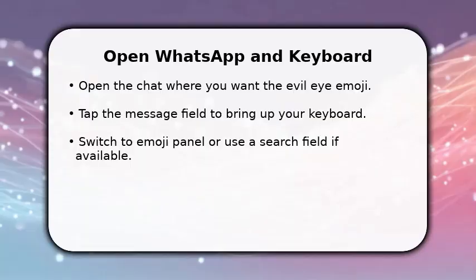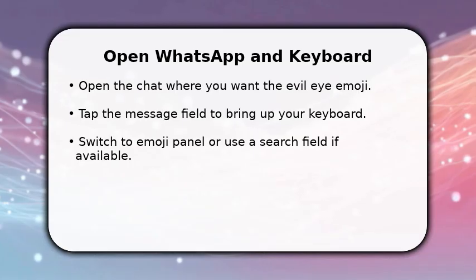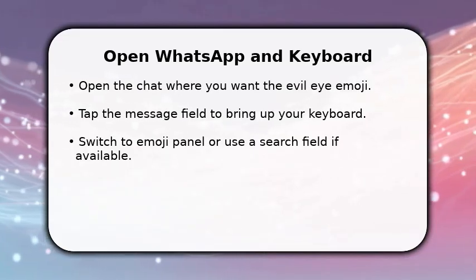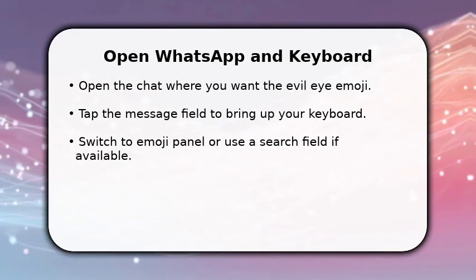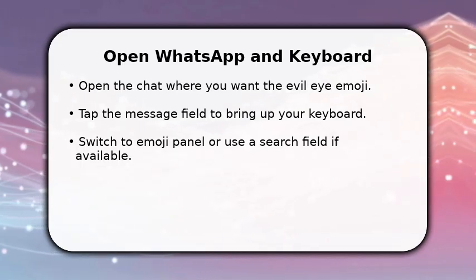Please enjoy the video. You're starting inside WhatsApp. Open the chat and tap the message box to summon your keyboard. Once done, switch to the Emoji panel. This saves time versus scrolling.